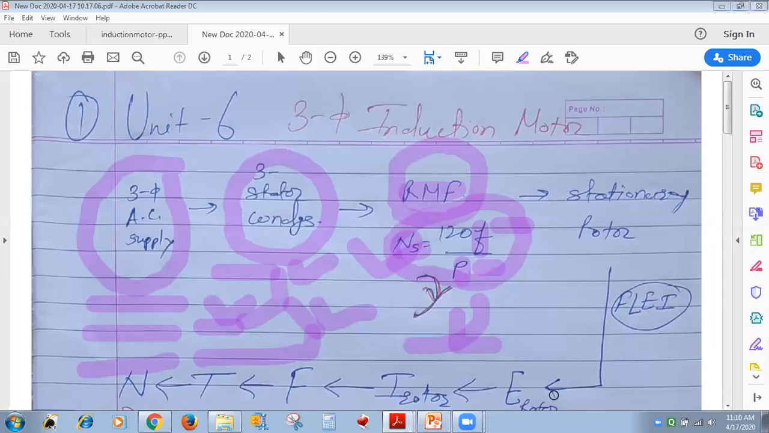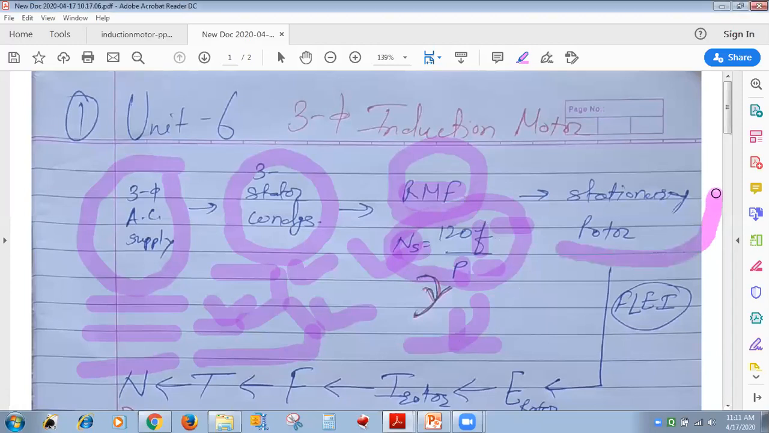So if you swap any two terminals, where we had connected R to R, Y to Y, and B to B, you swap either RY or YB or BR. So what will happen? The direction of rotation of the rotating magnetic field will be reversed. Clear? Okay, so consider that the rotating magnetic field is rotating in the clockwise direction.